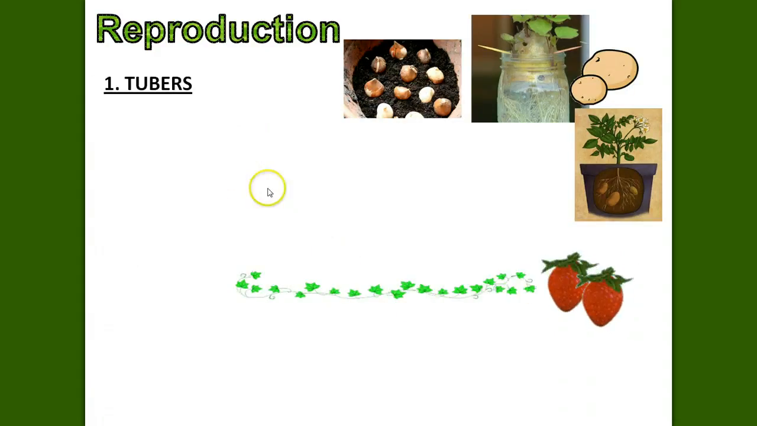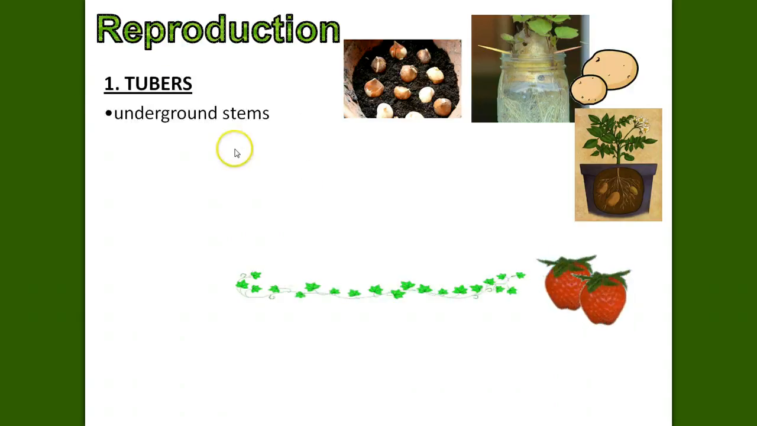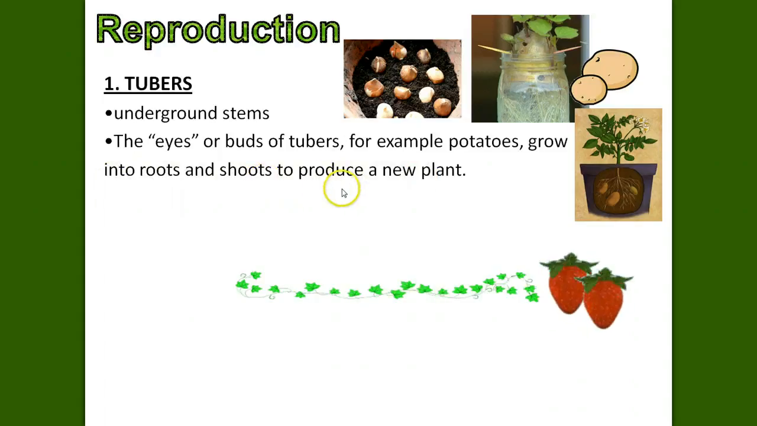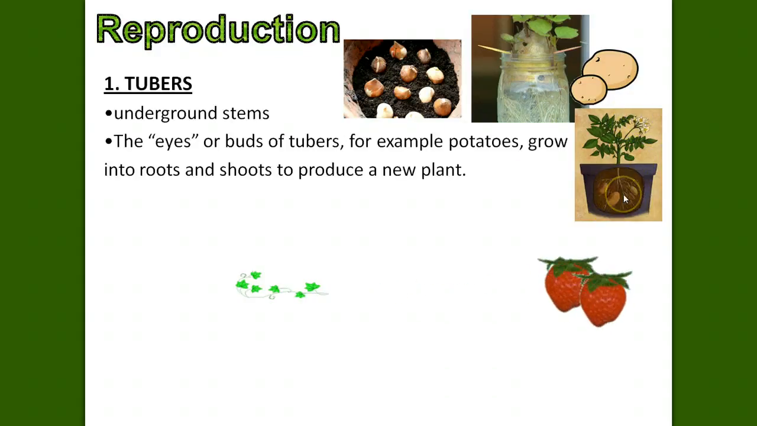So the first method is called tubers, and this will go on your sheet. Number 1, tubers. They're underground stems. The eyes or buds of tubers, for example potatoes like I just showed you, grow into roots and shoots to produce new plants. And this is what a potato plant looks like. See how they have a flower at the top and they have the potato underneath?